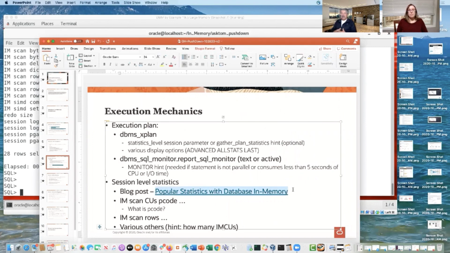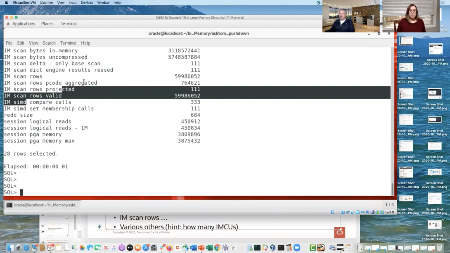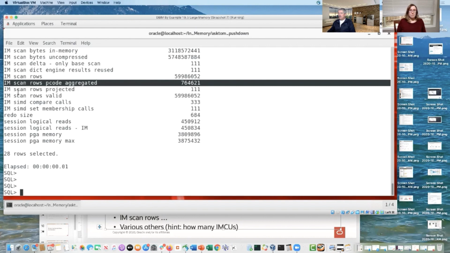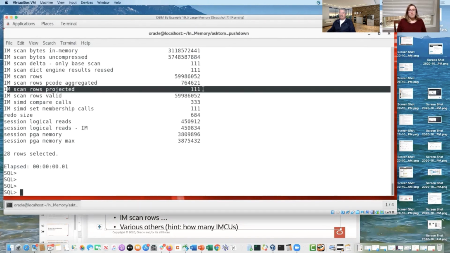We did do a description of some of these statistics because some of them aren't in the SQL reference, the database reference manual, where we describe all the statistics. So the popular ones, we actually went into the blog post and described what they're doing. That can help you if you want to go back to see what some of these statistics mean. Not all of them are described, but certainly, for instance, IM scan rows projected. Some of those statistics are described there, so it's a little easier to figure out what they mean.